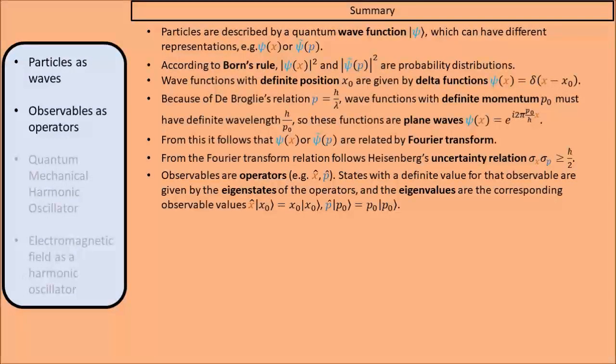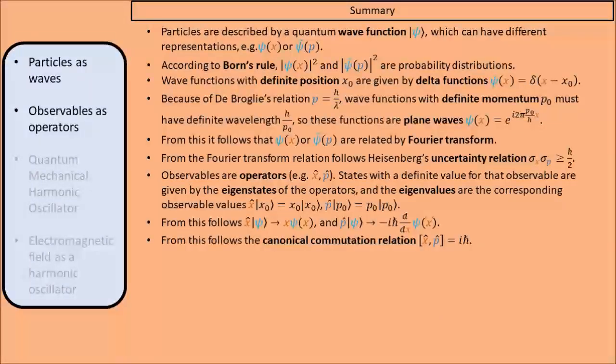If the wave function has a definite position, then applying the position operator to it simply multiplies the wave function with that position value. So mathematically speaking, states with a definite observable value are given by the eigenvectors of the observable's operator, and the corresponding observable's value is given by the eigenvalue of the operator. Since we know the eigenstates and eigenvalues of the position and momentum operators, we can derive that in the position representation, the position operator is a multiplication with x, and the momentum operator is a derivative with respect to x. One can straightforwardly check that these operators don't commute, and that their commutator is i h bar.